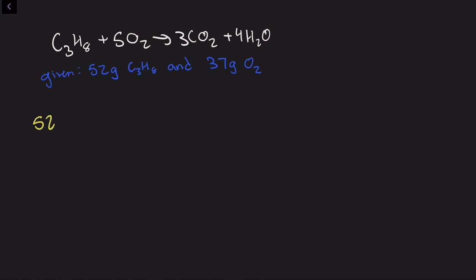If I'm given 52 grams of C3H8, I'm first going to have our first conversion factor, which is our molar mass. So C3H8 has a molar mass of about 44 grams in 1 mole.